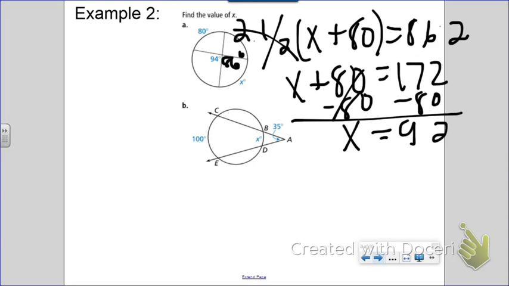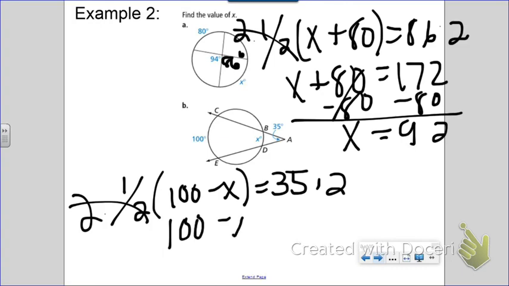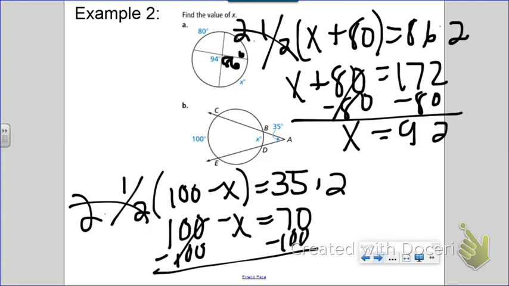Then on the next one we're going to subtract, so half of 100 minus x should equal 35. Multiply both sides by 2. 100 minus x equals 70. Negative x equals negative 30, so x equals 30.